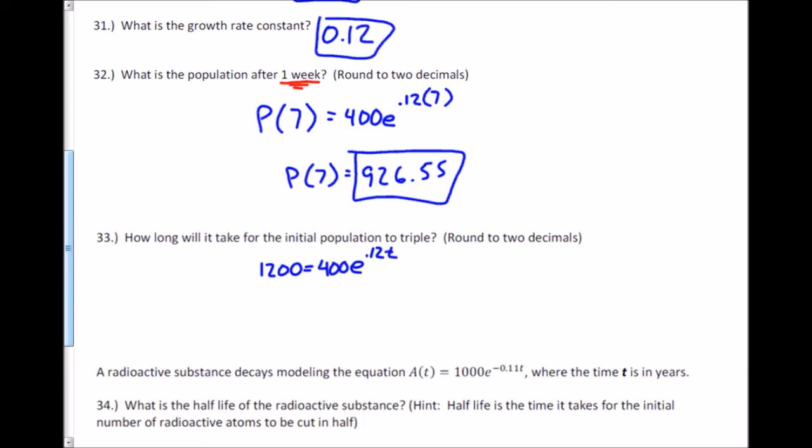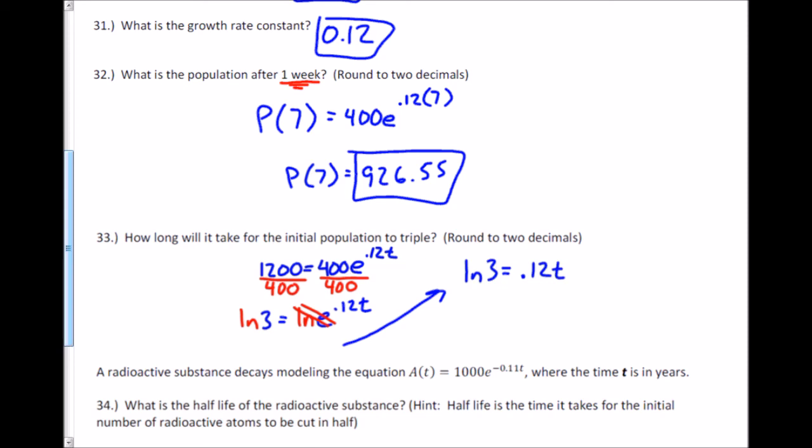I have to solve this using logarithms. So the first thing I want to do is isolate the exponential part of the function, so I divide each side by the 400. So that's going to give me 3 equals e to the 0.12t. And really, when I do this, I typically take the natural log of each side, and it works out even better. This time I'm going to take the natural log. And the reason the natural log works so well for this one is because the natural log and e automatically cancel each other out because they have the same base. So what I'm left with is the natural log of 3 equals the 0.12t.